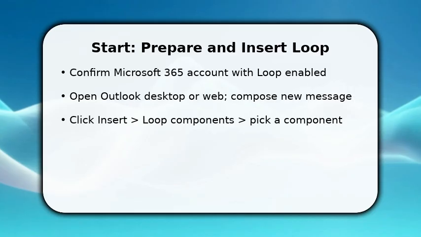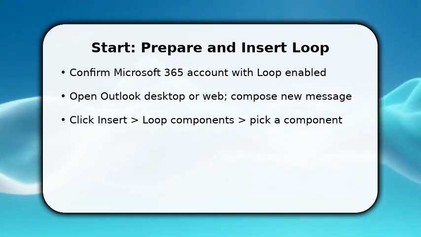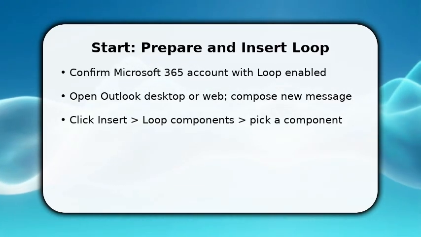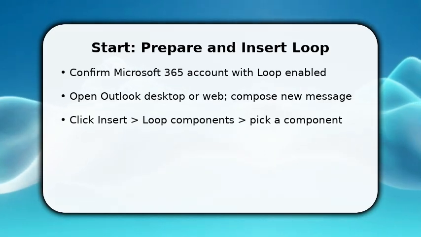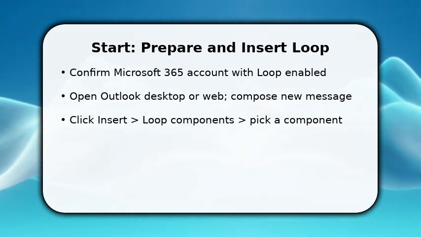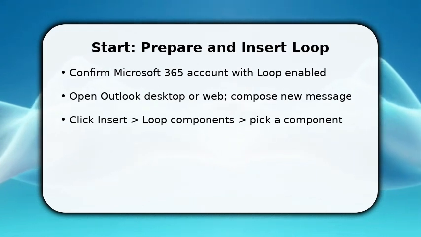Next, choose Insert, then Loop Components, and pick the Loop component you need: table, task, or paragraph. This embeds a live, collaborative module in the message so recipients can edit the same content without attachments.